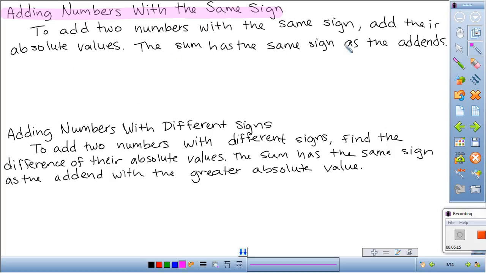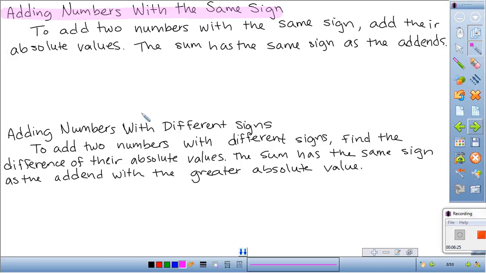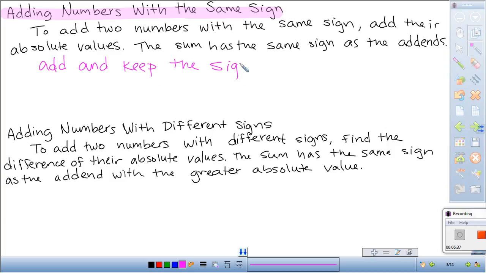The sum has the same sign as the addends. So our answer, the sum, was negative because our addends were negative. Here the sum was positive because our addends were positive. So I like to shorten it. Instead of all these words, I like to say, add and keep the sign. And let's look at a couple examples.